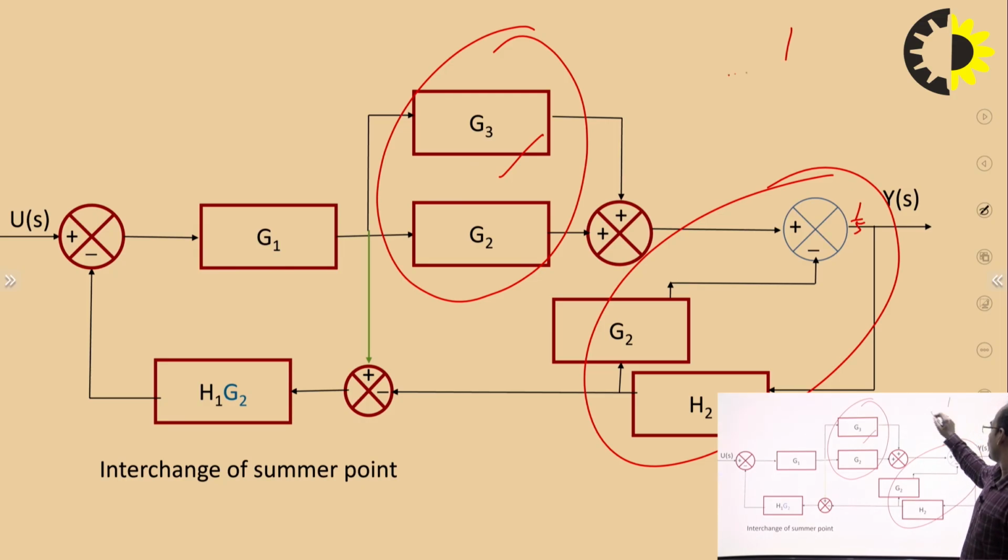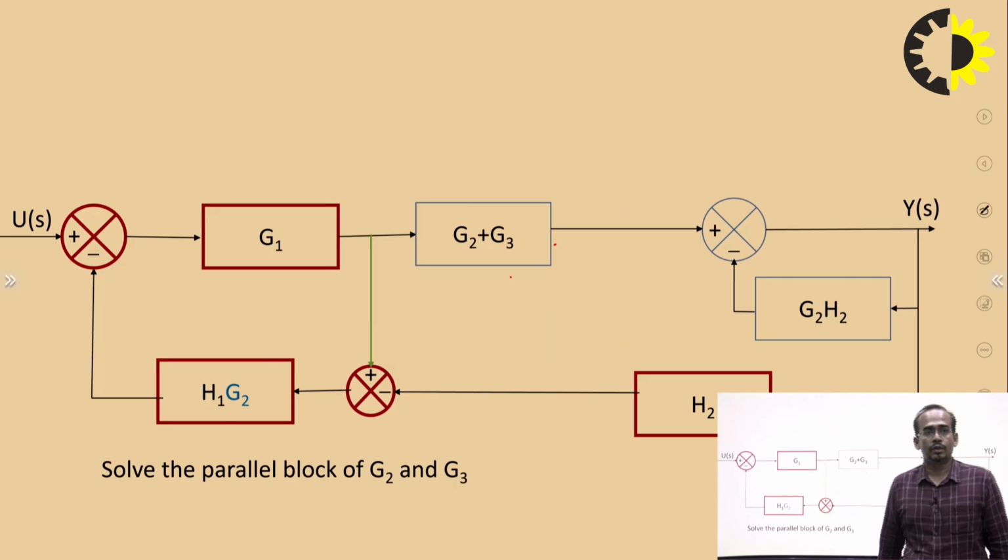So you will write here 1 upon, these two are connected in series. So G2H2 you will get here, this is the negative feedback, so you will get here 1 upon 1 plus G2H2.